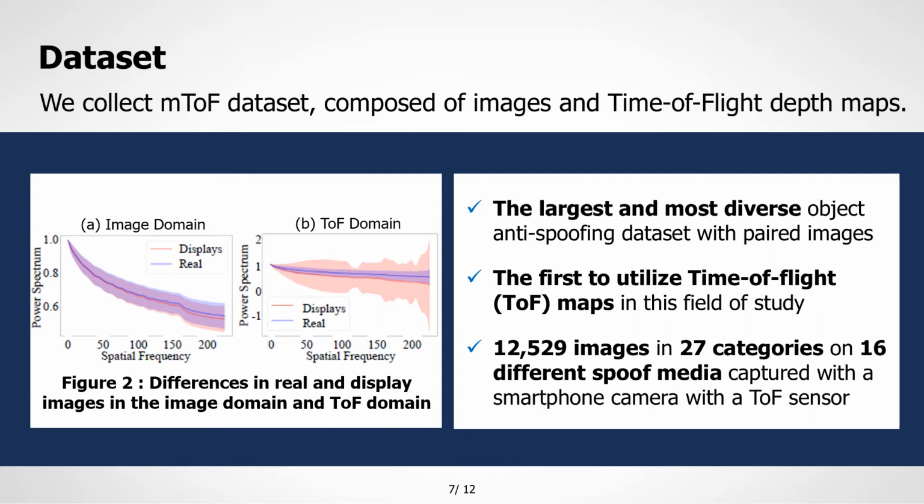This is why we collect the mToF dataset, which is the largest and the most diverse object anti-spoofing dataset with paired images, and the first to utilize ToF maps in this field of study. We use a smartphone with a ToF sensor to capture 12,529 images in 27 categories on 16 different spoof media, including monitors, laptops, mobile phones, tablet PCs, and projectors.